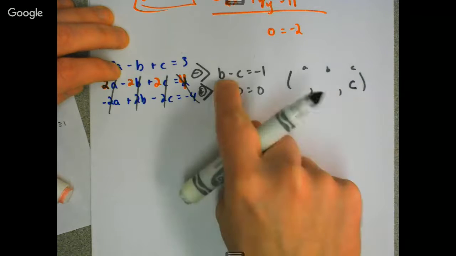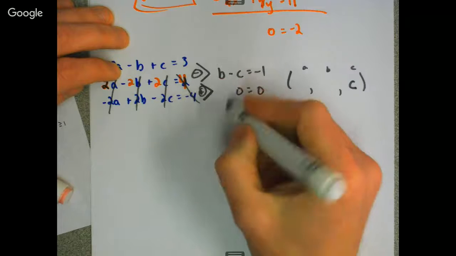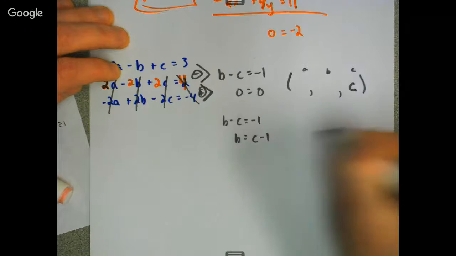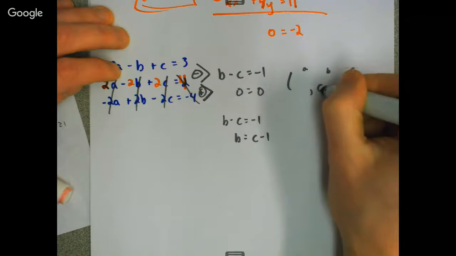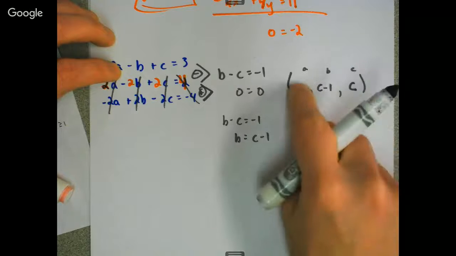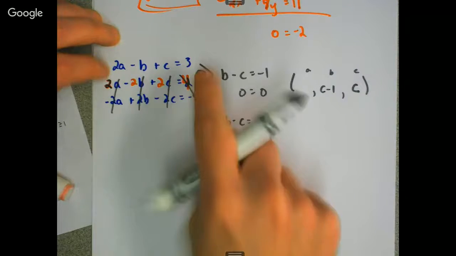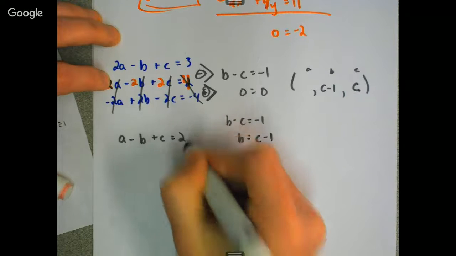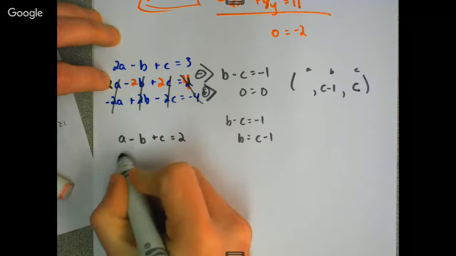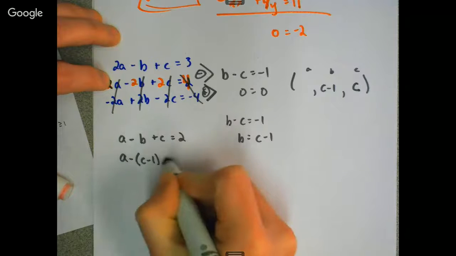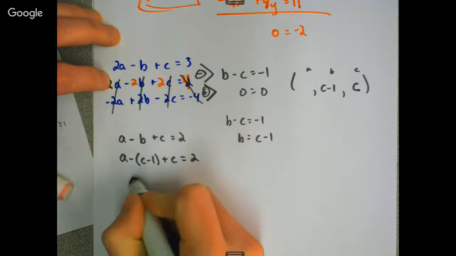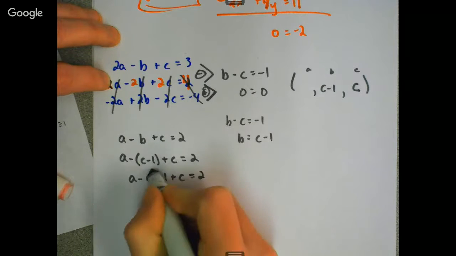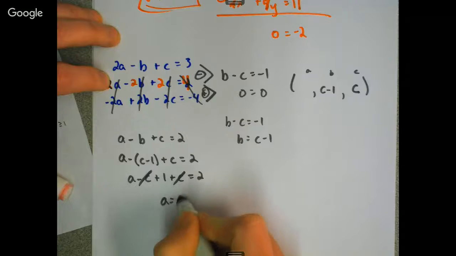To find B, we'll just take this and solve it for B. So B minus C equals negative 1. B equals C minus 1. So that's C minus 1. Now to find A, we'll just take these two values and plug it into this. We had this original equation right here. And we'll take and plug C and B in. So A minus C minus 1 plus C equals 2. A minus C plus 1 plus C equals 2. Cancel, cancel. A is 1.